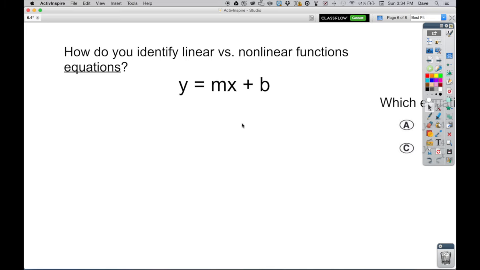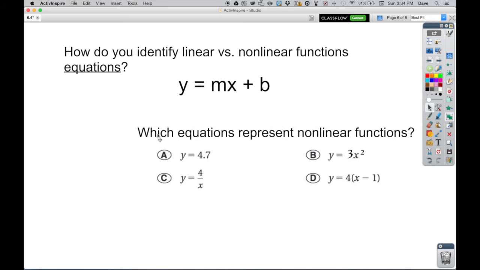And it turns out that if you can isolate y and make the equation fit this format, where you've got something x plus b, the slope and then your y-intercept, then it is a linear function. If for all your manipulation you cannot get it to change into slope-intercept, then it's nonlinear.